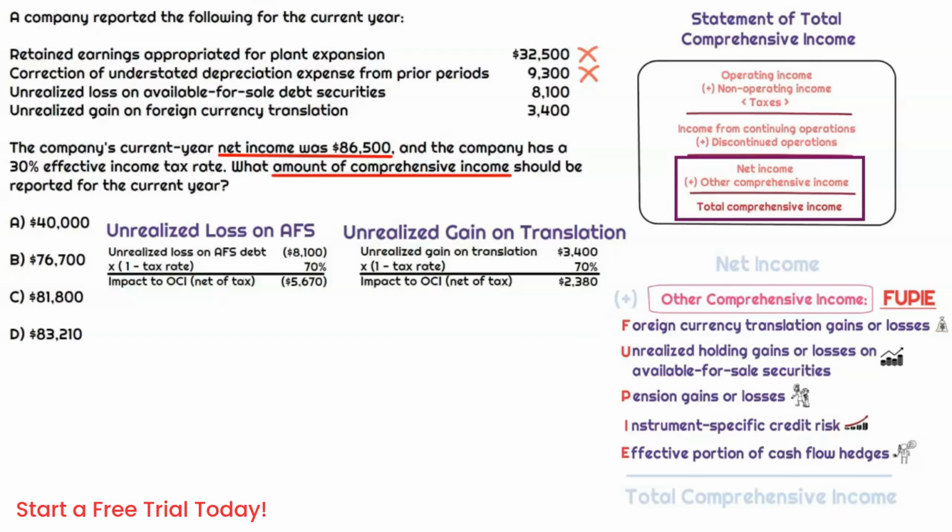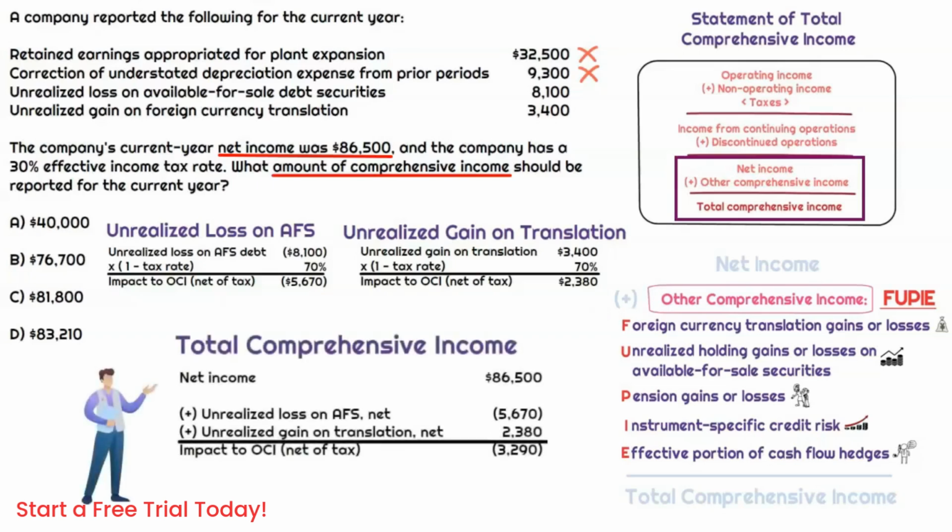So now we've gone through all four items. We've determined what will impact total comprehensive income and what won't, right? Now remember, our starting point here was net income of 86,500. We determined we have two items that impact OCI, right? So we have the unrealized loss on available for sale debt security. That netted out to a loss of 5,670. That's why it's negative, right?